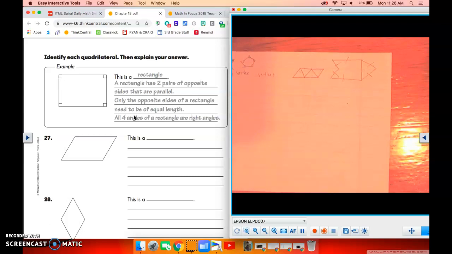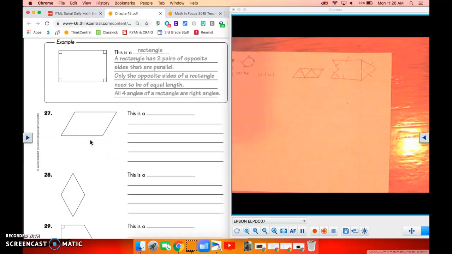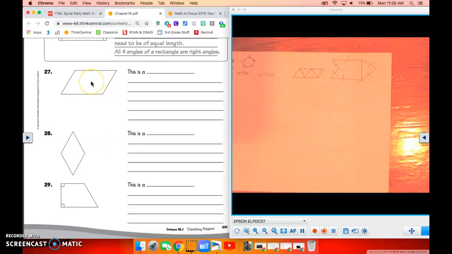Okay, the first one is the parallelogram. In the parallelogram, both opposite sides are parallel. That's where it gets its name, parallelogram. So these are parallel, these are parallel. These will be the same length, and those will be the same length. And it has 4 angles, 4 sides, 4 vertices, stuff like that.